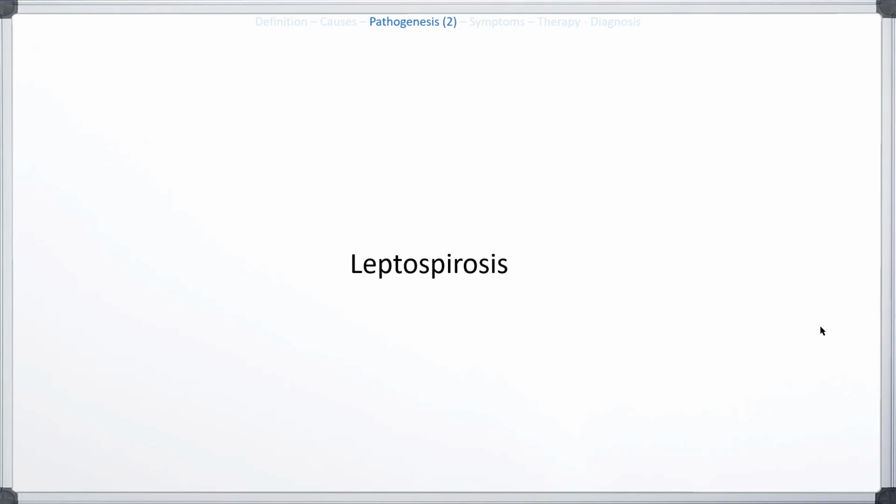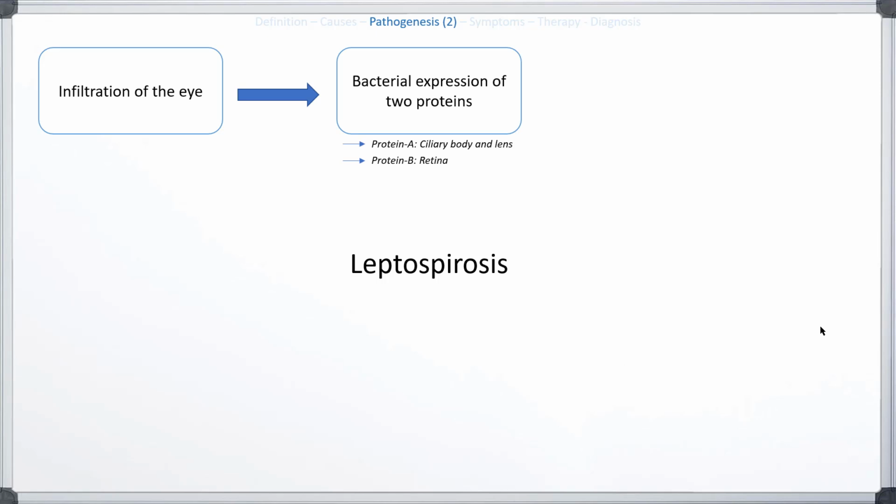Leptospirosis. Leptospirosis is a bacterial infection that can infiltrate many organs. If it infiltrates the eye, it can cause uveitis. When the Leptospira bacteria infiltrates the uvea, it produces two proteins, A and B. Protein A is very similar on antigenic level to the ciliary body and the lens of the eye. Protein B is very similar to the antigens of the retina.